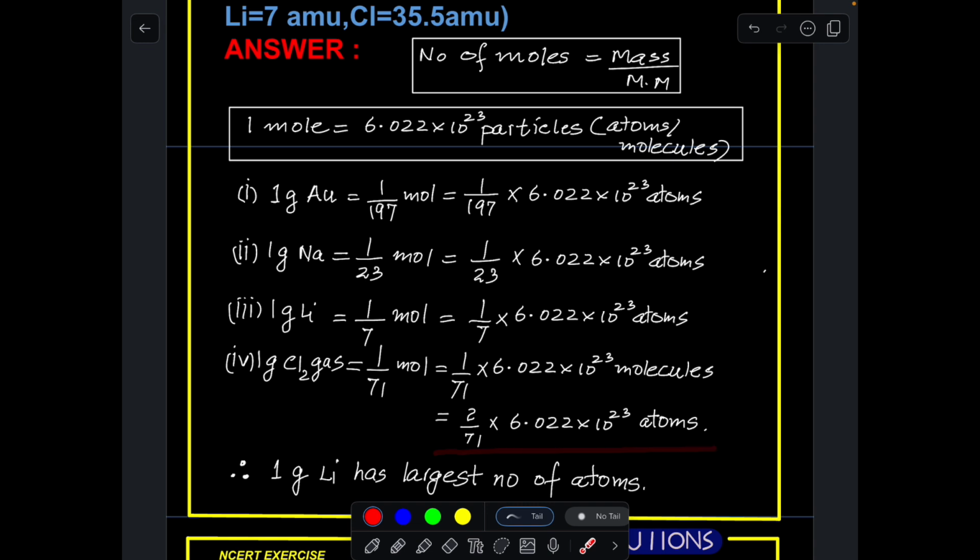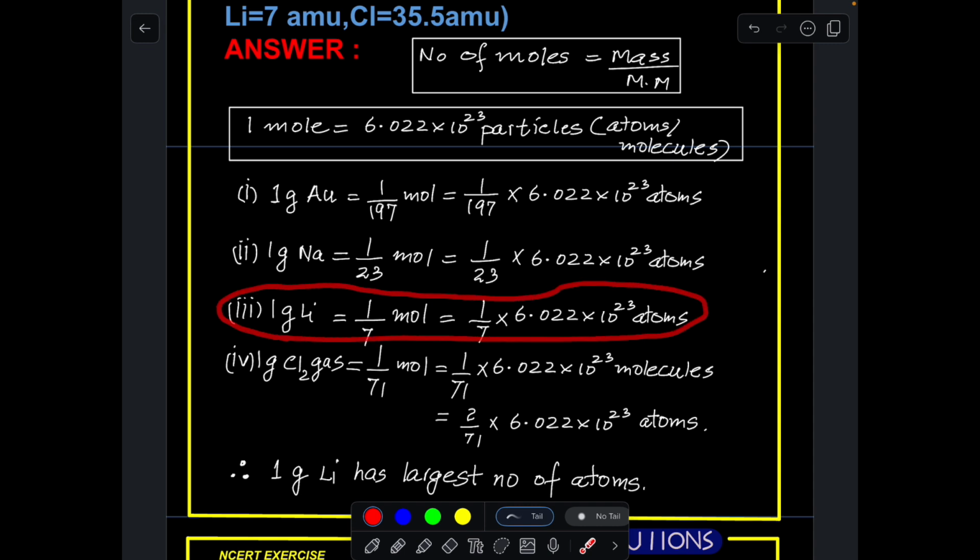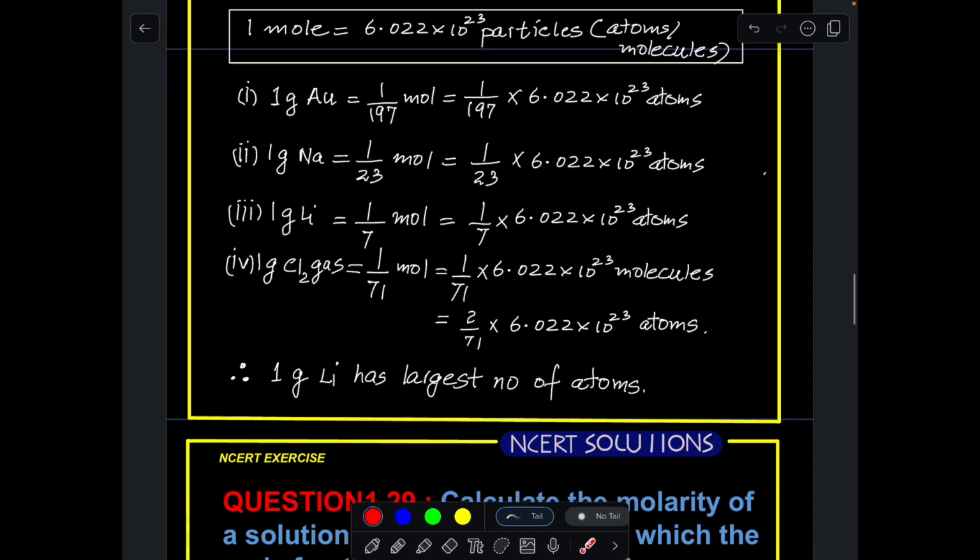Now, if we compare all these 4 calculations, the largest quantity will be the one which is having the smallest number in the denominator, and therefore this is the one where we have the lithium with the smallest value of molar mass. So answer will be 1 gram of lithium will have the largest number of atoms.